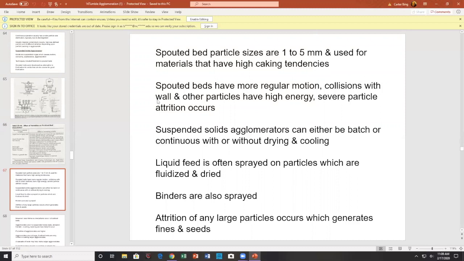Agglomerates can be big too, but a bed inside 5 millimeters is big, right? Spouted beds have more regular motion, collision with the walls and others have high energy, so severe particle attrition can occur. Suspended solids agglomeration can be either batch or continuous, with and without heating and cooling. Binders are also sprayed. The liquid feed is often sprayed on the particles. Attrition of any large particles occurs, which generates fines and seeds.